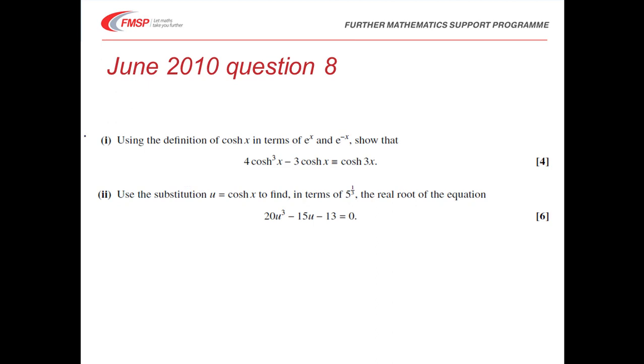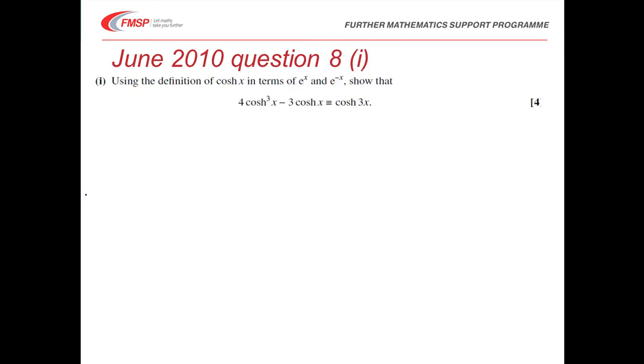In part 1 it says, using the definition of cosh x in terms of e to the x and e to the minus x, show that 4 cosh cubed x minus 3 cosh x is equivalent to cosh 3x. And then in part 2, use the substitution u equals cosh x to find, in terms of 5 to the power of a third, the real root of the equation 20u cubed minus 15u minus 13 equals 0. So 4 marks for the first part, 6 for the second. So let's have a look at part 1.